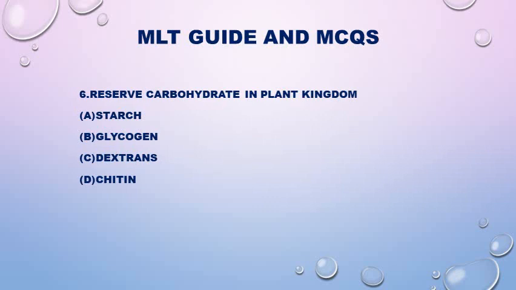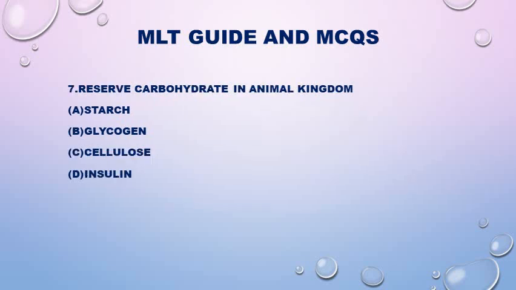6. Reserve carbohydrate in plant kingdom. Options A. Starch, B. Glycogen, C. Dextrans, D. Chitin. And the answer is option A. Starch. 7. Reserve carbohydrate in animal kingdom. Options A. Starch, B. Glycogen, C. Cellulose, D. Insulin. And the answer is option B. Glycogen.